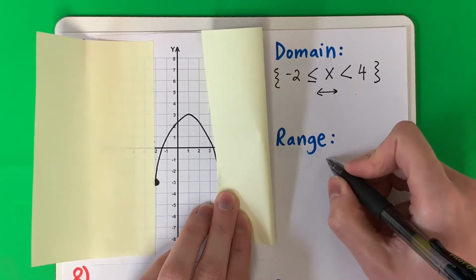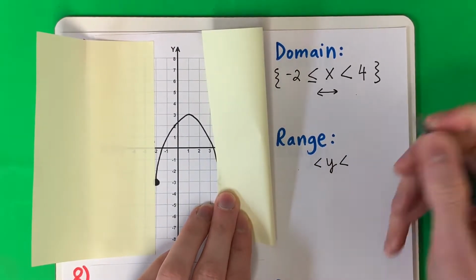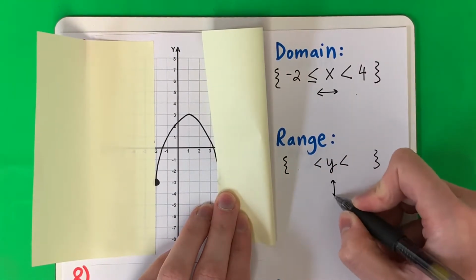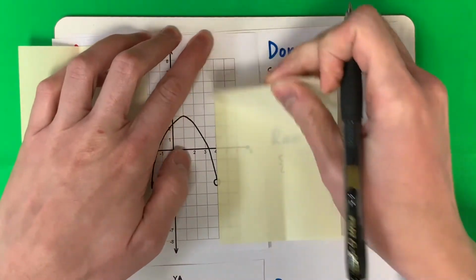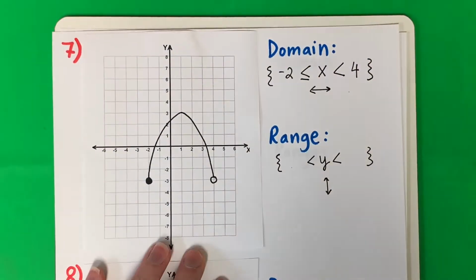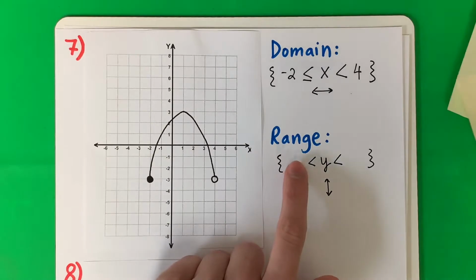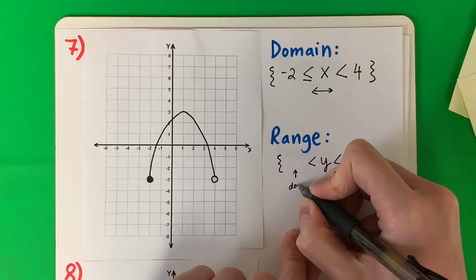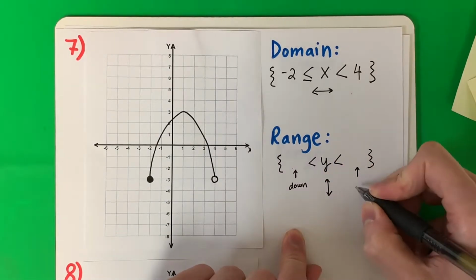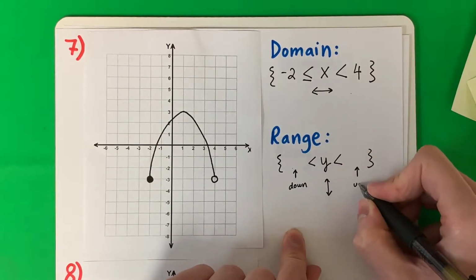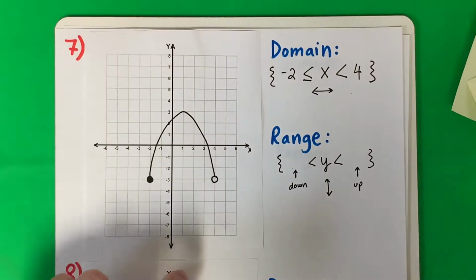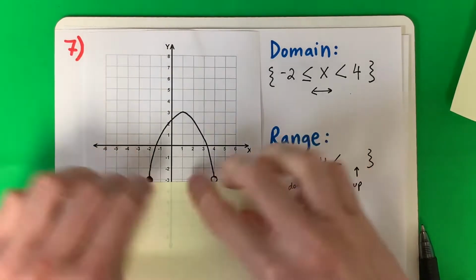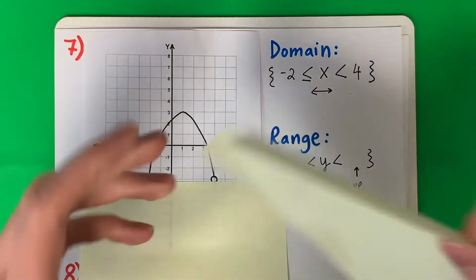Range is Y, so Y, less than, less than. Okay, and the braces. Y is up and down. Now remember, on the left is the small. Which one is the small, up or down? Down. And then on the right is the big. The big is up. So we're going to put our sticky down and 1 up.